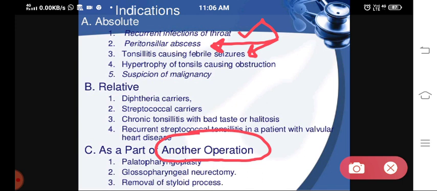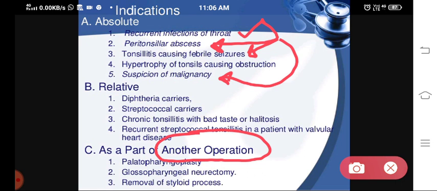Then, fourth indication is hypertrophy of tonsils causing obstruction, and the definite absolute indication is suspicion of malignancy. So, 5 absolute indications which are very much important are recurrent infections of throat, peritonsillar abscess, tonsillitis causing febrile seizure, hypertrophy of tonsil causing obstruction, and suspicion of malignancy.